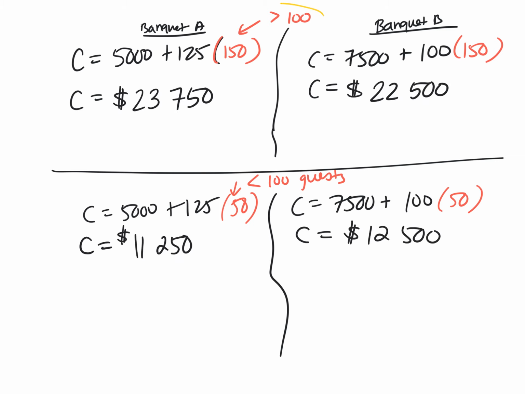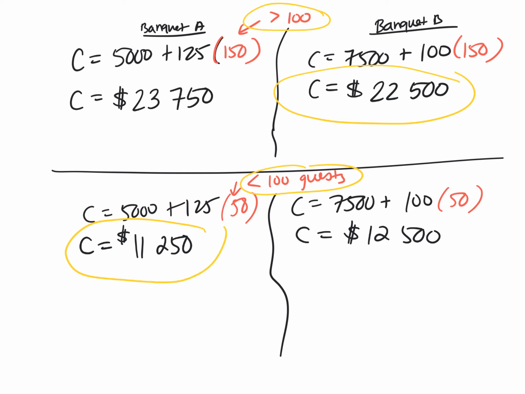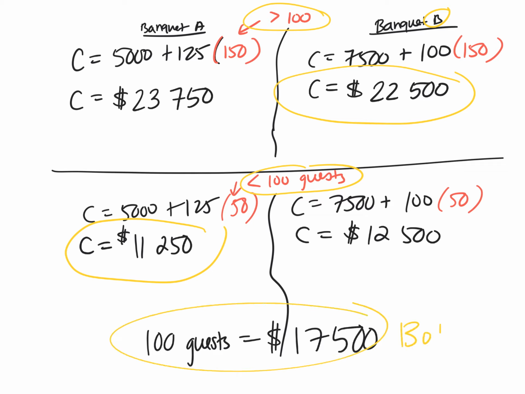So if we have more than 100 guests, which hall should you go with? Which one's cheaper, banquet A or B? Banquet B. If you have less than 100 guests, which hall should you go with? Banquet A. So the more guests you get, you're going to choose banquet B. If you know you're going to have fewer than 100 guests, then you're going to go with banquet A. If you have exactly 100 guests, what was the cost? 17,500. It was the same for both. So does it matter if you have 100 guests? No.